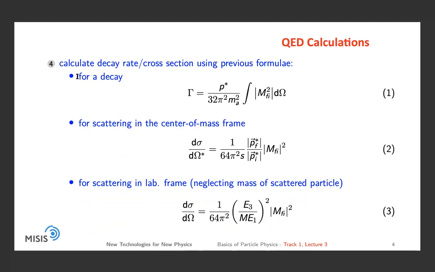And then we can calculate decay rates or cross sections using the previous formulas, which we obtained for different cases. For decay, this one; for scattering in the center of mass frame, this one; for scattering in the lab frame, neglecting the mass of the scattered particle, this one.